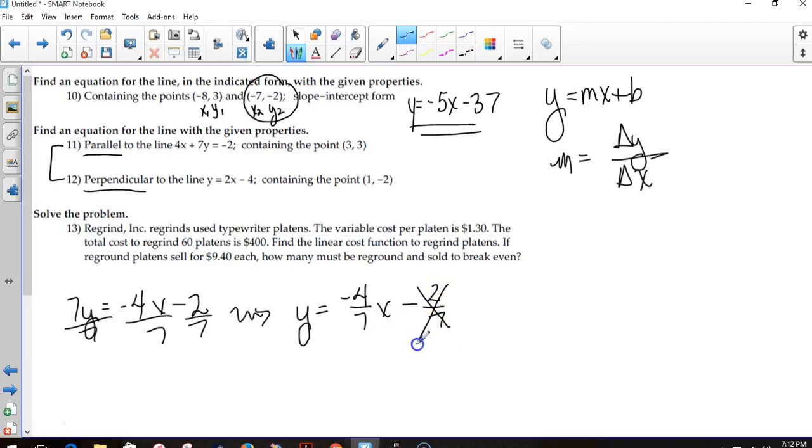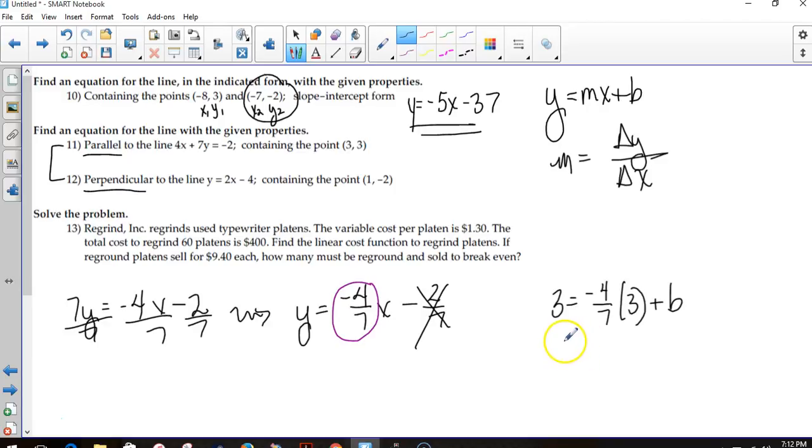So kind of an ugly b, but we really don't need that. We only need our slope. Take your slope and your point, which is 3, 3, and plug all of your information into y equals mx plus b to find our new b.